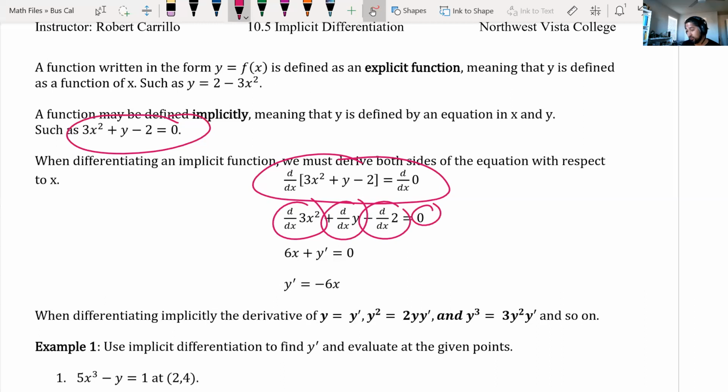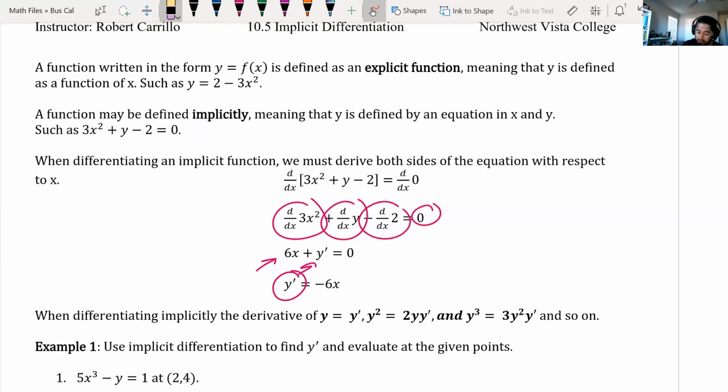So the derivative of 3x squared is 6x. The derivative of y with respect to x is going to be y prime, and of course the derivative of 2 is 0. Now, after you take the implicit derivative, your main goal here is to solve for y prime. Once we get into the problems, I think in the second problem, I'm going to show you why implicit derivatives make our life easy.